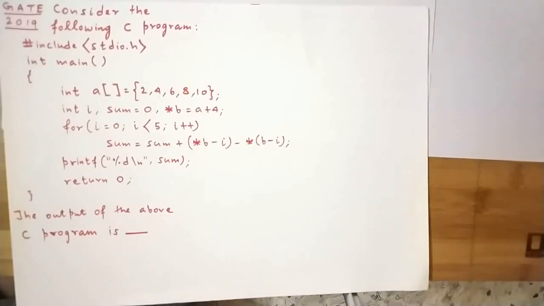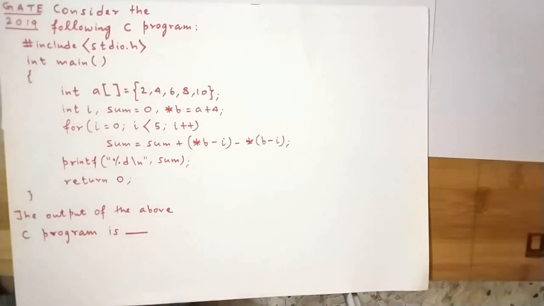Let's solve this question which has been asked in GATE 2019. We are given a main method. We are asked to find the output of the given piece of code. Here the interesting thing is, it is an application of pointers and arrays.